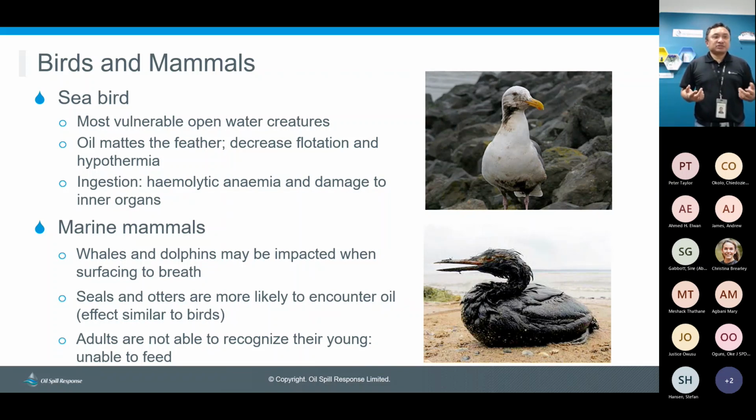In terms of marine mammals, whales and dolphins could be affected when they surface to breathe. Basically, their blowholes could be blocked by the oil once they surface. Other mammals include seals and otters, which would also encounter oil, similar to birds. Another aspect is that if the young are covered with oil, the adults may not be able to recognize their young, and then the young would be unable to feed. So these are some of the impacts of the oil on wildlife.